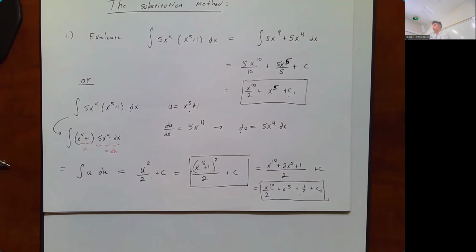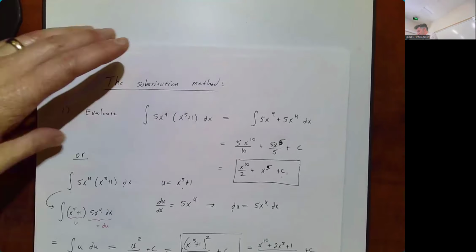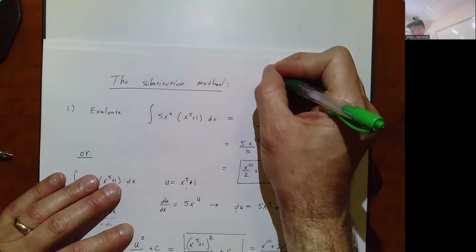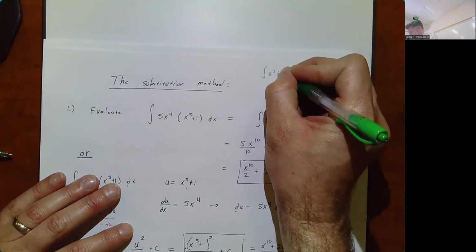Questions about this before we do some more examples? Yeah. Oh, well, so let me ask you a question. Sorry, not to throw it back at you, but if I was going to find, say, the antiderivative of x to the 3rd, what would I get?